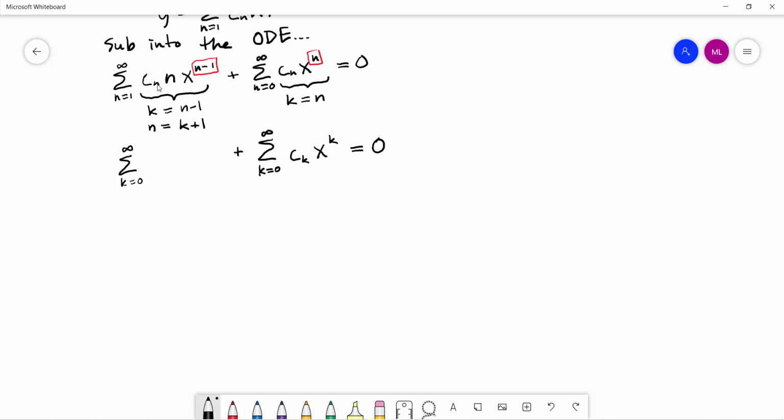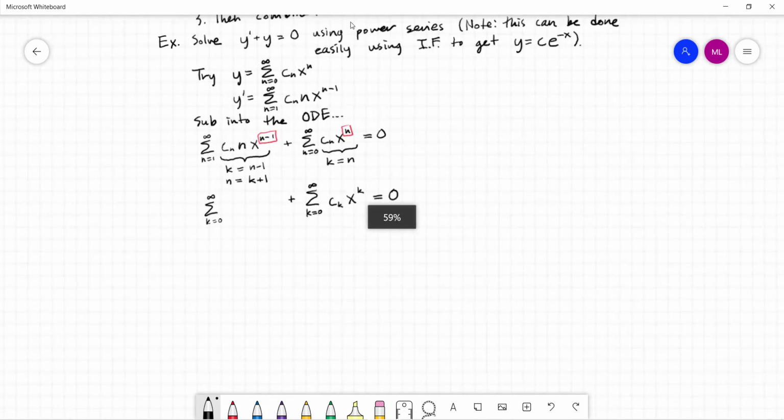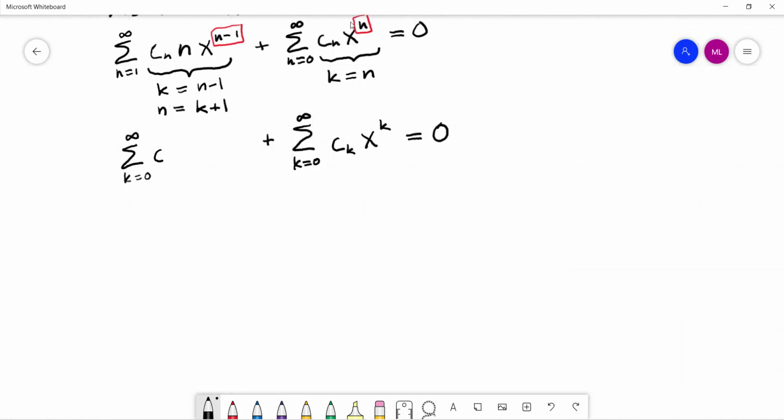Well, the c sub n term, writing that in terms of k, well, n is k plus 1, so I can rewrite that coefficient as c sub k plus 1, because that's what n is. C sub n, where n is equal to k plus 1, can be rewritten as c sub k plus 1. Similarly, n is a factor of k plus 1. And then x to the n minus 1, but what was n minus 1? n minus 1 was k. And that's what this winds up looking like.